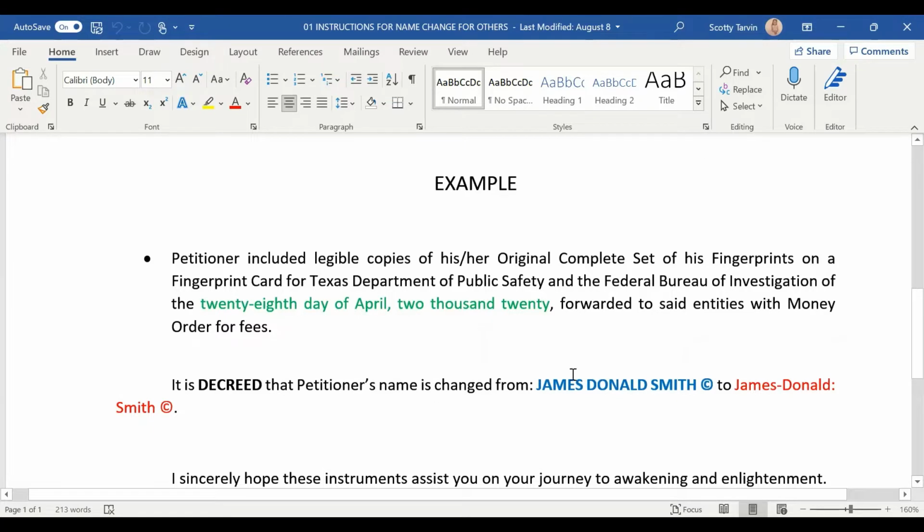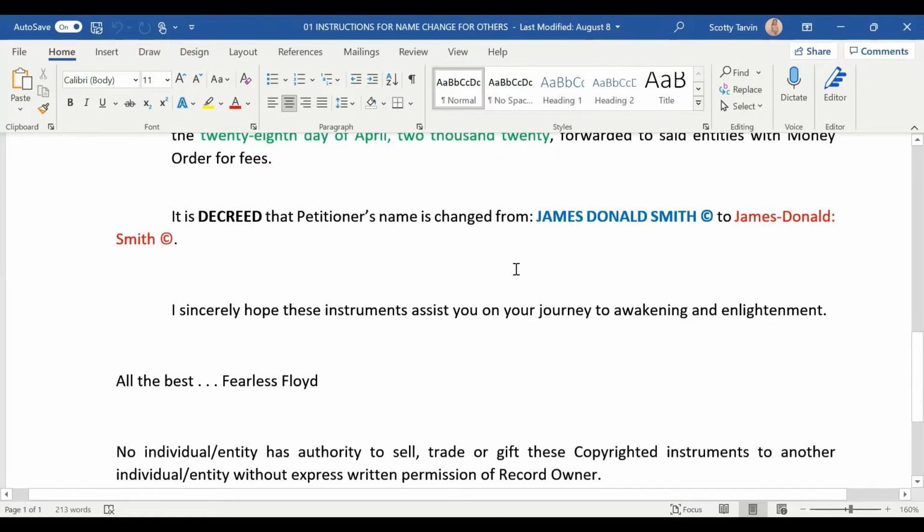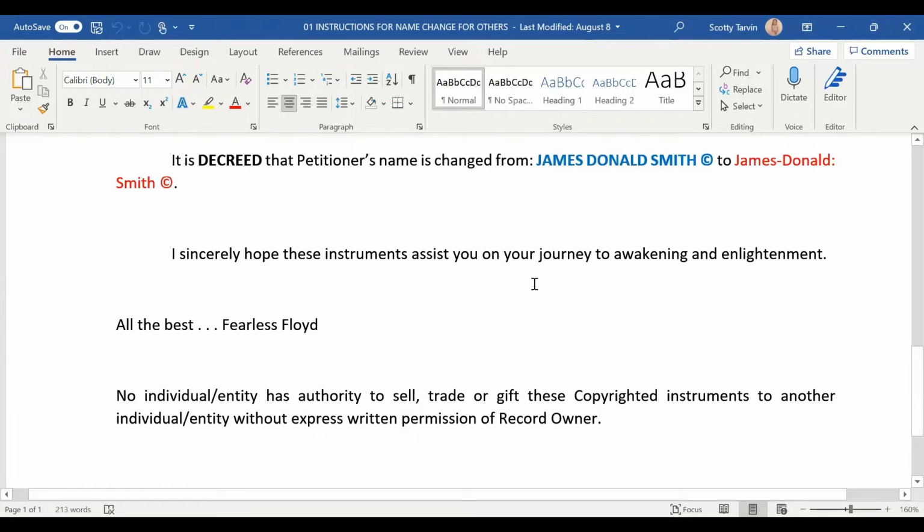It is decreed that petitioner's name is changed from, boom, the all capital letters, or the straw man, to however you want it. You want to put the hyphen in there to connect your first and assumed middle name, and then put the colon in there with your last name and a copyright symbol, or a trademark symbol, or a registered mark. You're more than welcome to do anything that you please with that particular appellation. And I hope these help you on your journey.